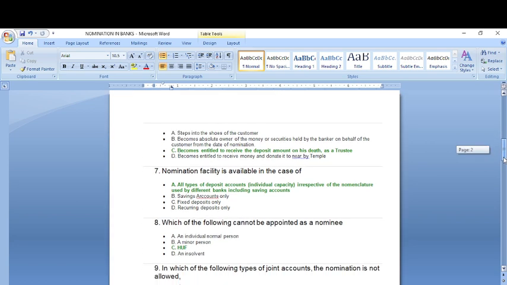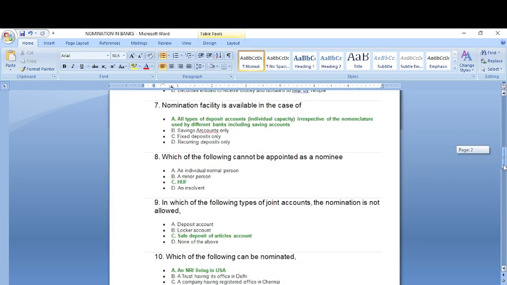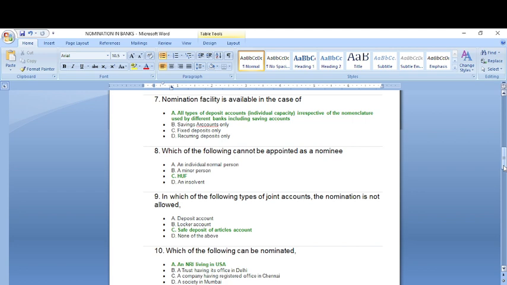That is important. Then nomination facility is available in case of all types of deposits irrespective of the nomenclature, whether savings account, or fixed deposits account or recurring. It is in case of every account in individual capacity irrespective of the nomenclature.